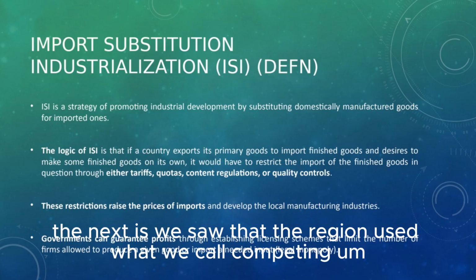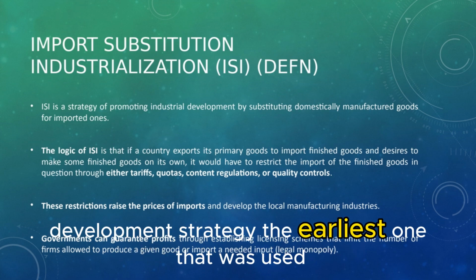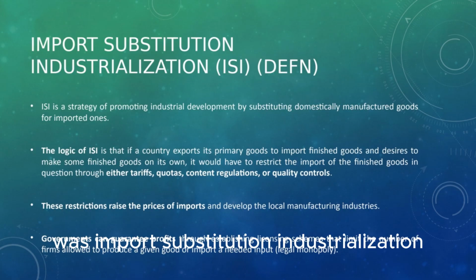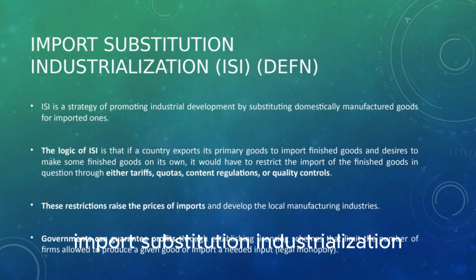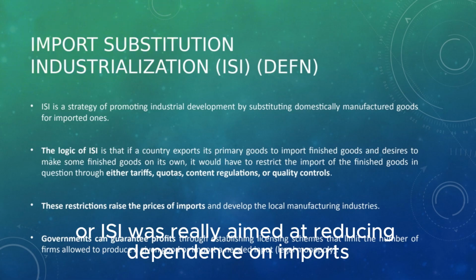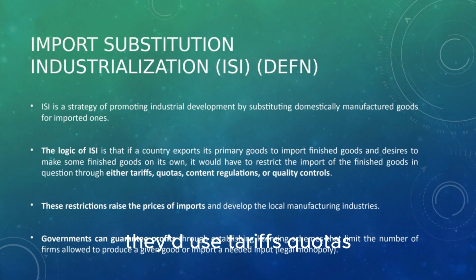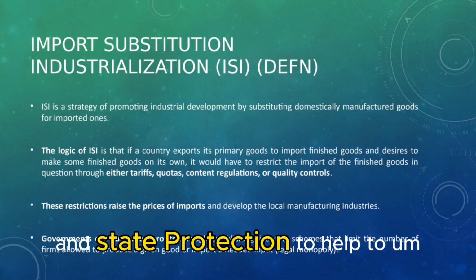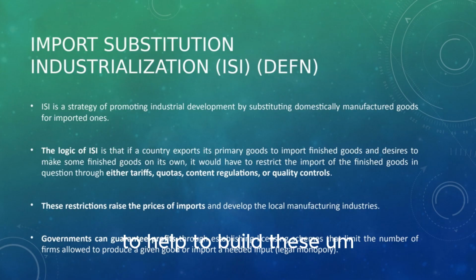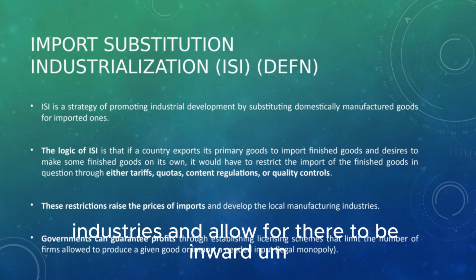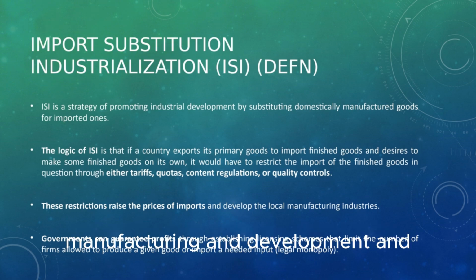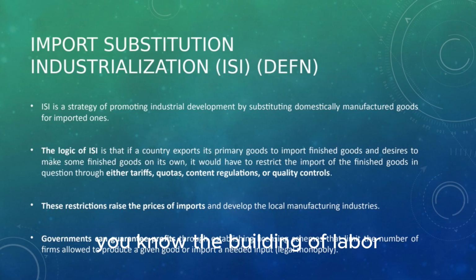The next is, we saw that the region used what we call competing development strategies. The earliest one that was used was import substitution industrialization. Now, ISI, import substitution industrialization, was really aimed at reducing dependence on imports by countries producing manufactured goods domestically. They'd use tariffs, quotas, and state protection to help build these industries and allow for inward manufacturing and development, and the building of labor.